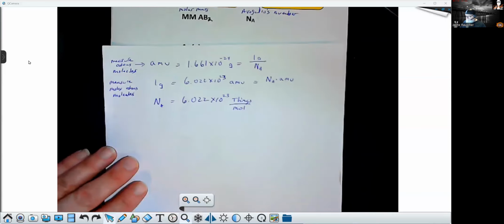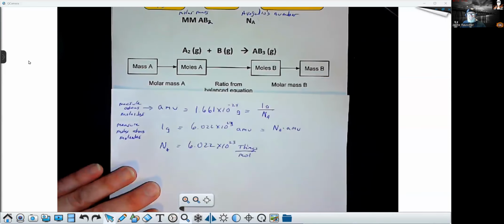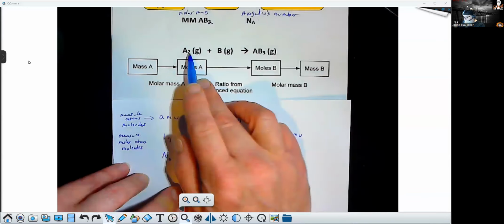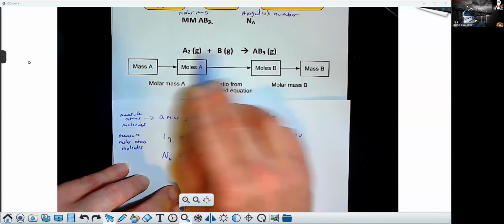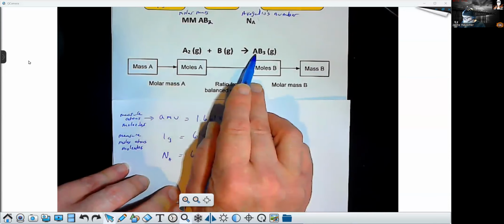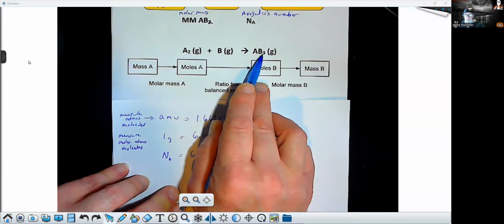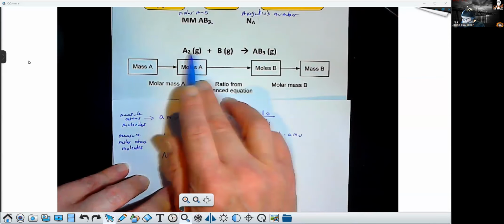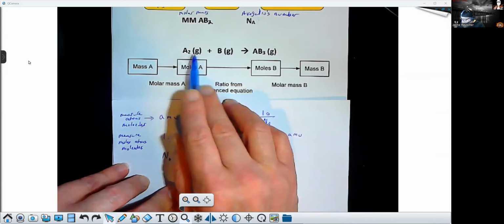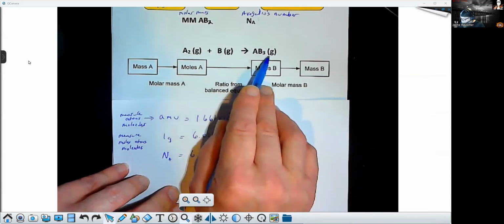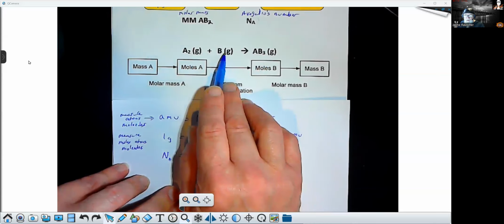Let's look at a chemical equation. So we have A2 plus B going to AB3. Okay, so A2 plus B going to AB3. This is not a balanced equation. You can tell because I have two A's here and only one A there. We have three B's here and only one B here, right?